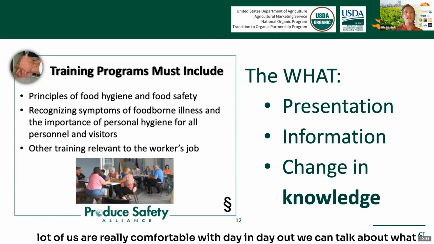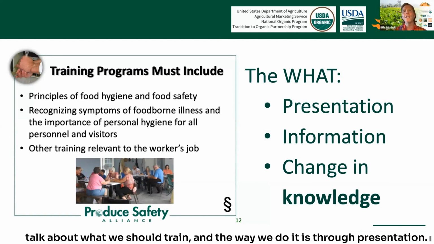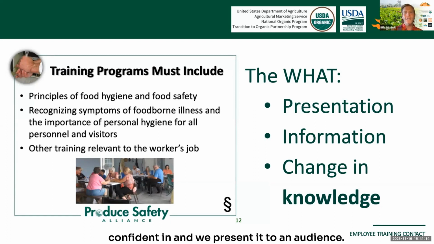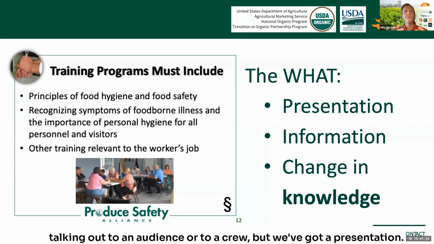Here's a great slide from the Produce Safety Alliance, principles of food hygiene and food safety. We can talk about what we should train. And the way we do it is through presentation. We take information that we're really confident in and we present it to an audience. Sometimes there's some conversation. Sometimes it's just talking out to an audience or to a crew. We take the information, and what we're hoping for is a change in knowledge.